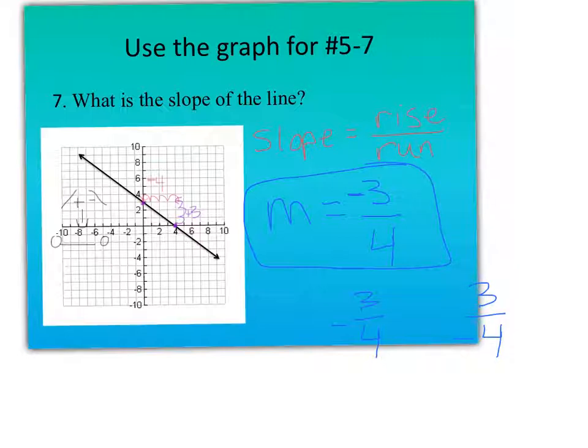So how easy was questions 5 through 7? I give you a graph. All you have to do is look. We didn't do any math. We didn't add anything. We didn't subtract anything. All we did was use our eyes and look.